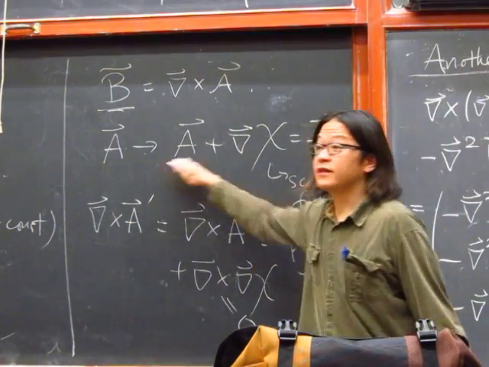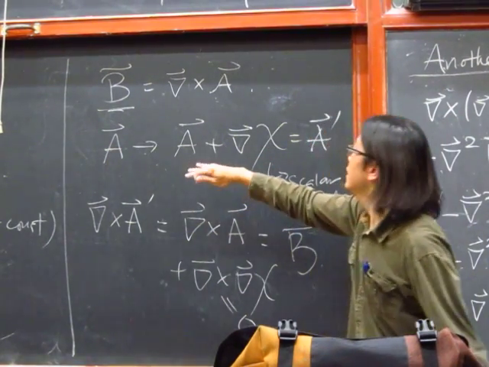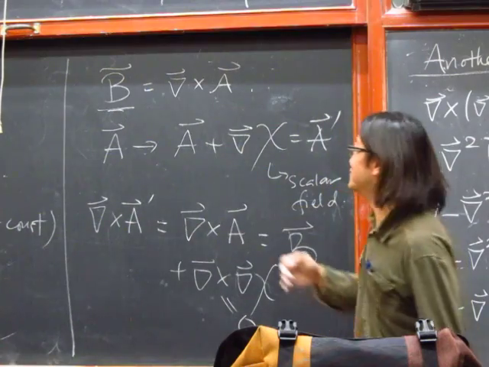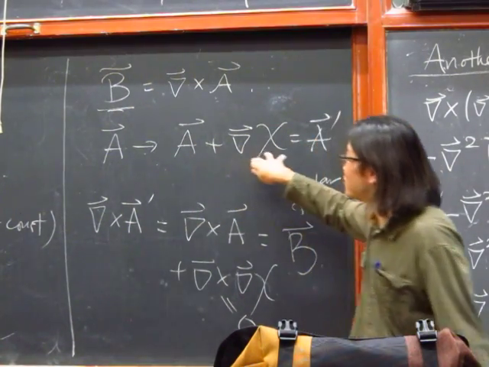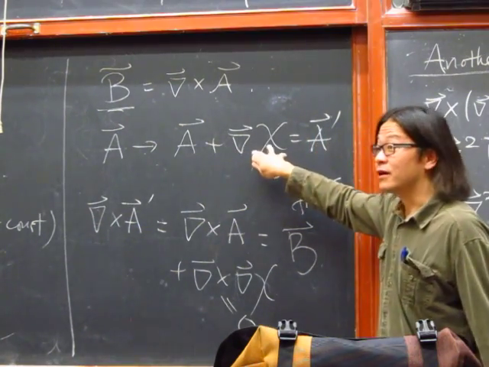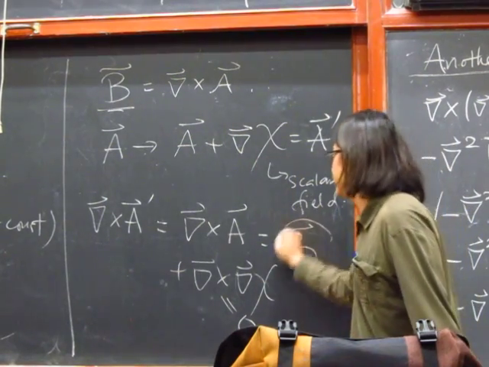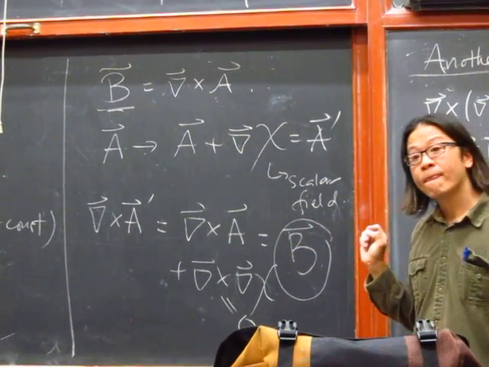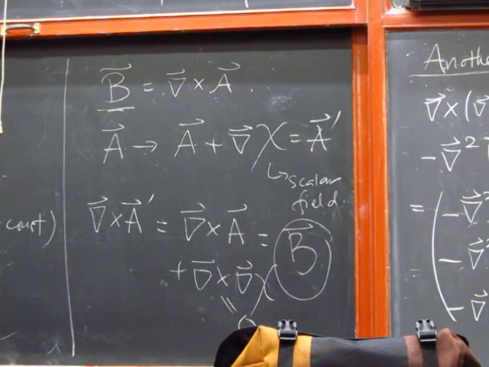So I can make this transformation. It's called a gauge transformation, if you like a fancy word. For now you don't have to worry about it. There is a transformation here, replacing A with A plus the gradient of something, and then you get the same B. So there is some freedom that you have here.